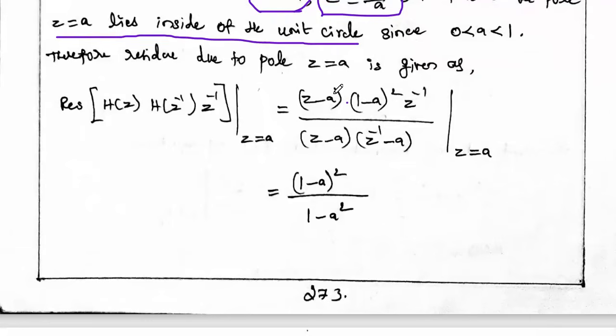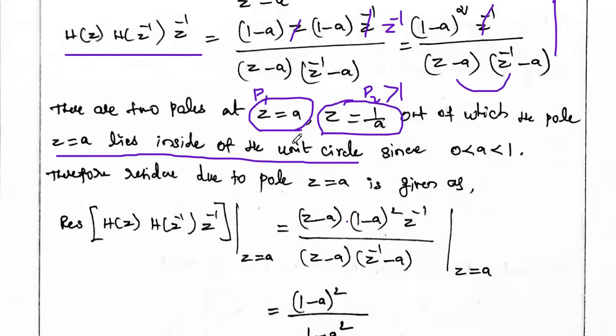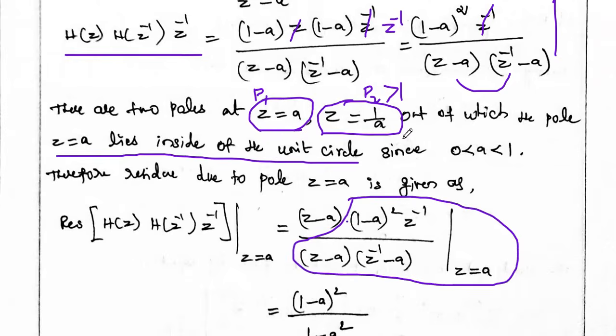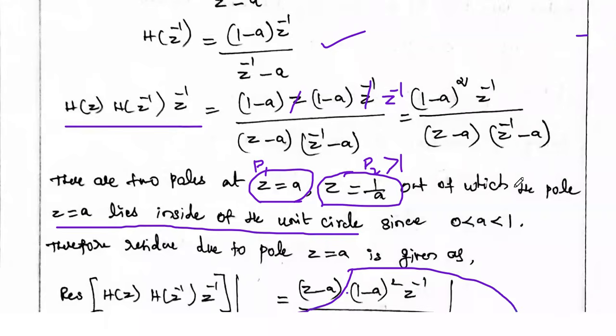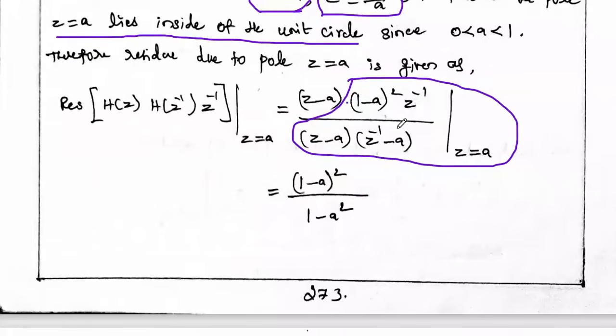already you know the method to find the residue. That is, what is the term corresponding to Z equal to A? Z minus A. That Z minus A is multiplied with the total function. What is the total function? This one, H of Z inverse into Z inverse. So what is the answer for this total function? This is the thing. Okay, so you see 1 minus A squared Z inverse by Z minus A Z inverse minus A.